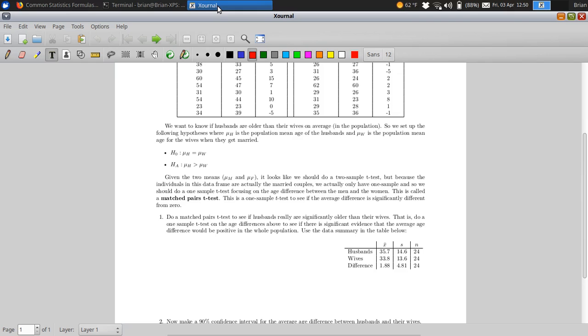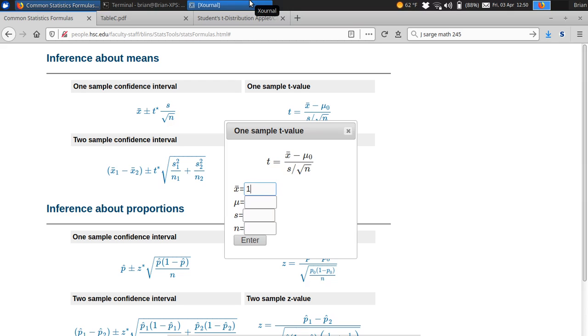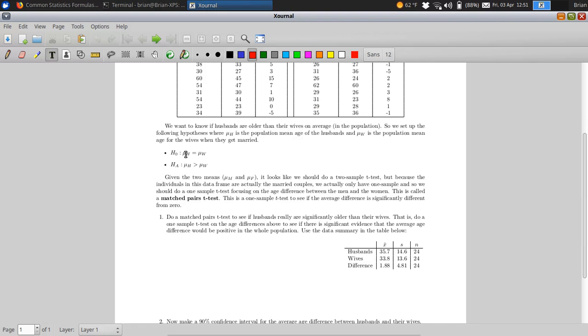The number we're going to put in for the x-bar is the average difference. We had a 1.88 year average difference where, on average, in our sample, husbands were 1.88 years older. The mu naught, that's coming from the null hypothesis. And the null hypothesis, this is a little different, right? Because now we're doing this matched pairs data. We had a null hypothesis that looked like a 2-sample t-test null hypothesis. And so it's saying that there's no difference between the husbands and the wives.